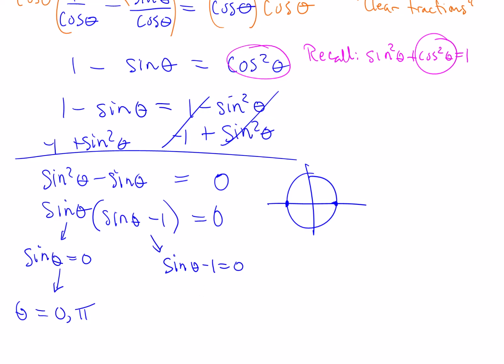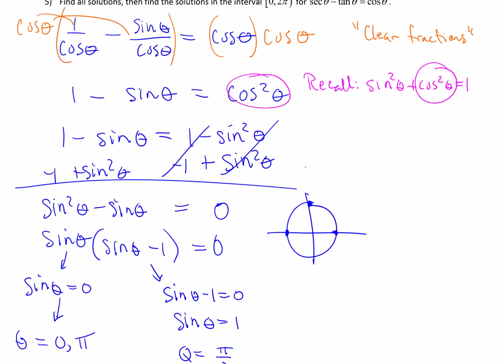For the second equation we have sine theta minus 1 equals 0. If we add 1 to both sides, we'll get sine theta equals 1. Where does that occur? Of course, at the very top. That would be where theta is pi over 2.